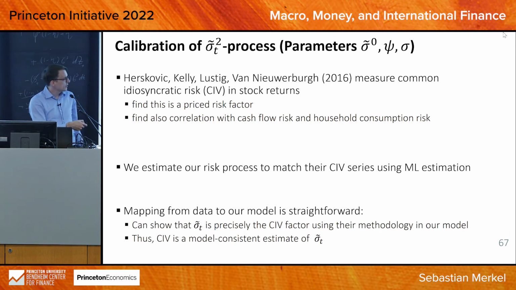So we are estimating a maximum likelihood on that data series that is our proxy for the idiosyncratic risk process. And that's going to pin down these three parameters of our idiosyncratic risk process. That could possibly fail miserably because we haven't used any information about the model to discipline that process.